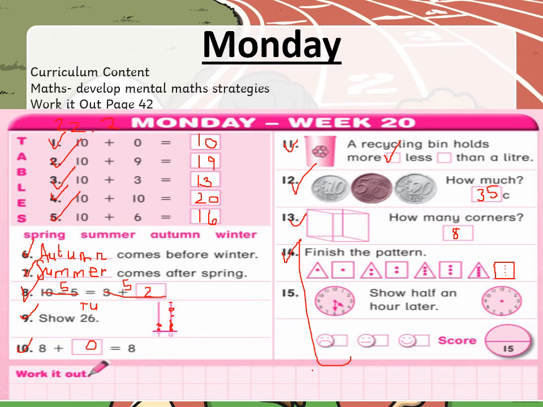Now number 15, here my long hand is at 6, so that means half past, and my short hand is between 4 and 5, half past 4. Half an hour later, well, I know if I'm moving half an hour, from 6, my long hand will go to 12, and later means my short hand is moving forward, so it will land at 5. Half an hour later, then half 4 is 5 o'clock. Give yourself a sad face, fine face, or happy face, please, and a score out of 15. Well done, boys and girls.